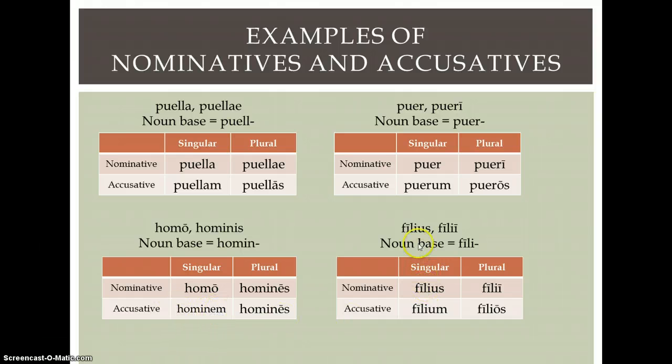And then our last example is filius, filii. The noun base is fili, so it's filius, filii, and then in the accusative, filium, filios.